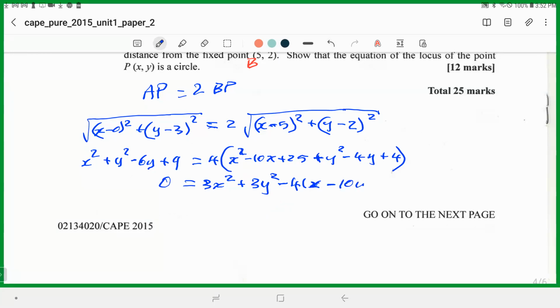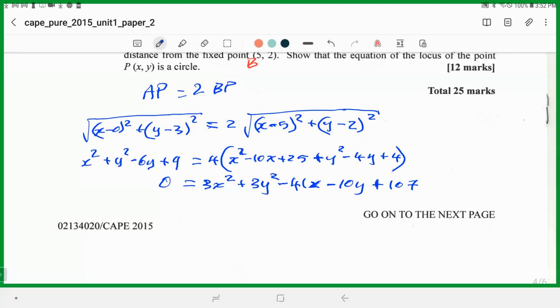Look at the numbers now. This is 4 times 25, that's 100, and 4 times 4 is 16, so it's 116. Then I'm going to subtract this 9. 116 minus 9 makes how much? 107. That's the equation.